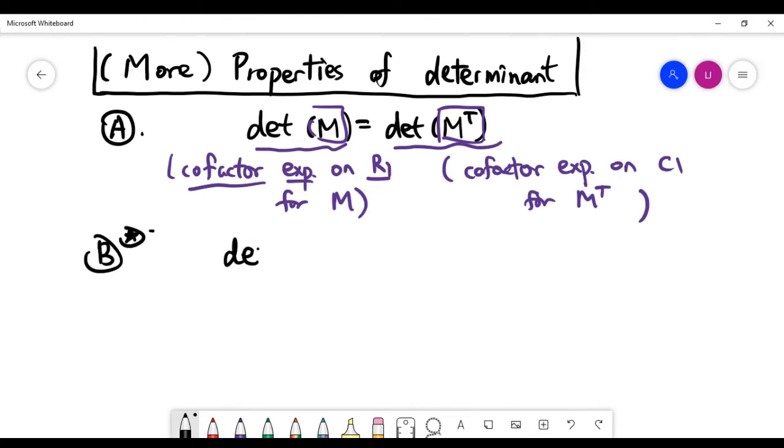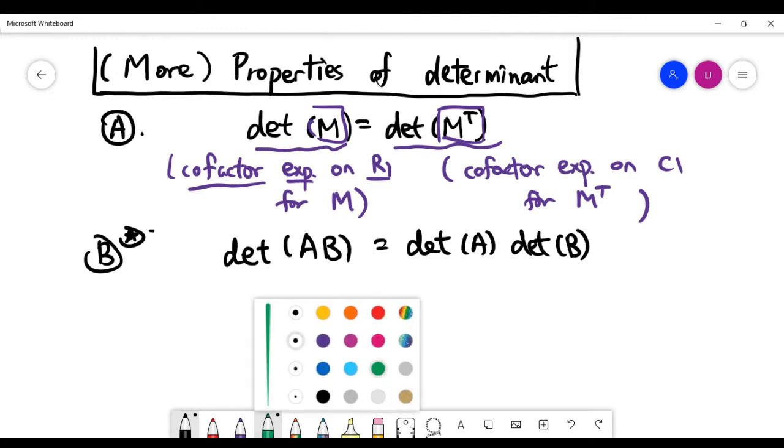And property B is actually one of the most important properties of the determinant. It is not that easy to prove, so I'll skip that. But just let you know the fact: if you take a matrix product AB, the determinant of such a product AB is actually the same as the product of the determinant values of A times the determinant of B. And let's illustrate it by a simple example here.